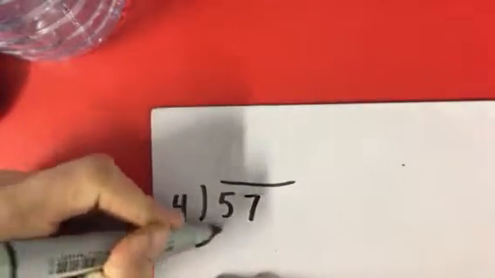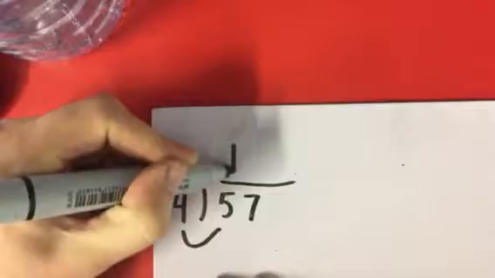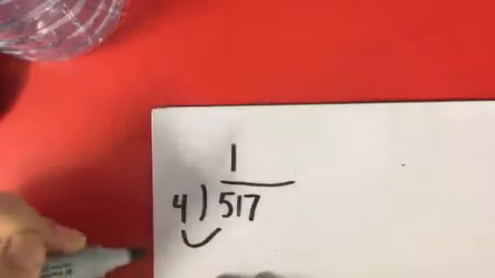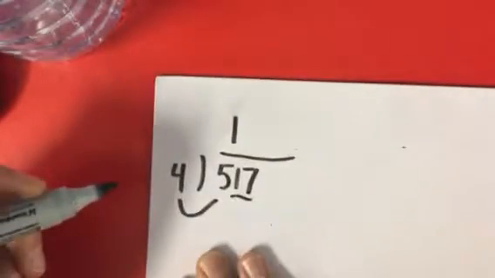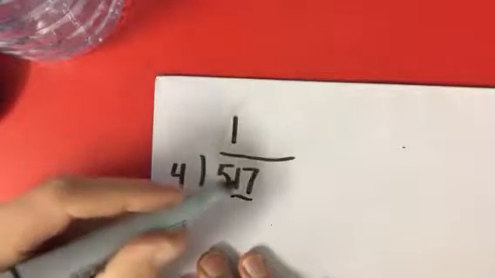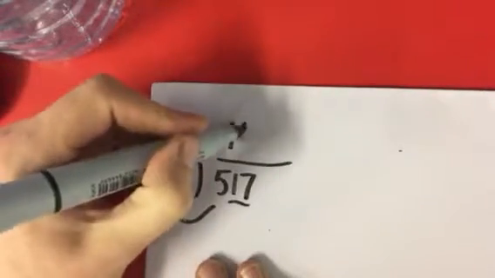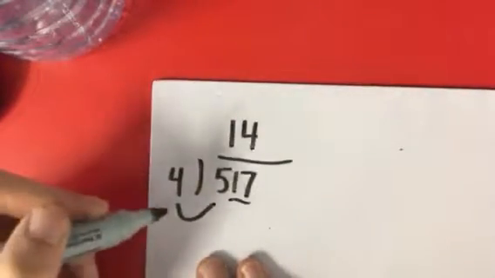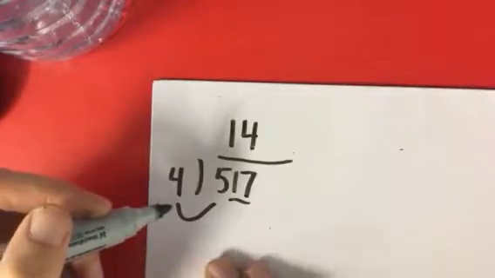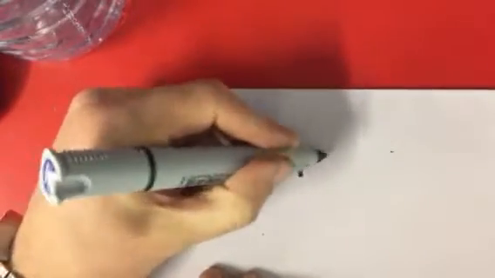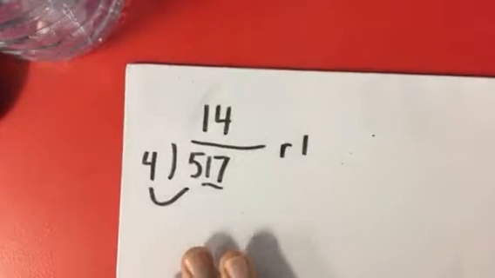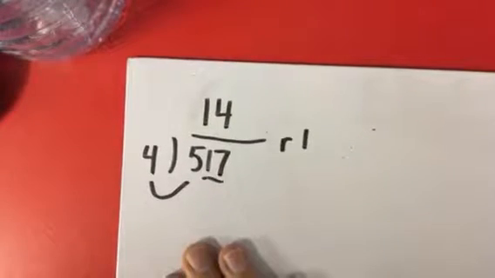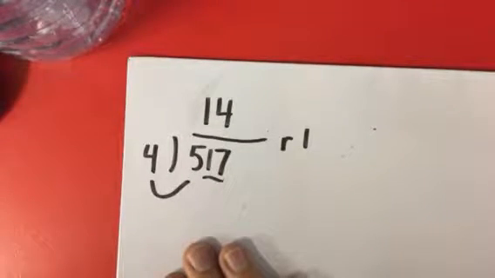How many times does 4 fit into 5? Once, with 1 left over, makes 17. 4 into 17, 4 4s are 16, and with 1 remainder. So that's what we should be up to at the minute.